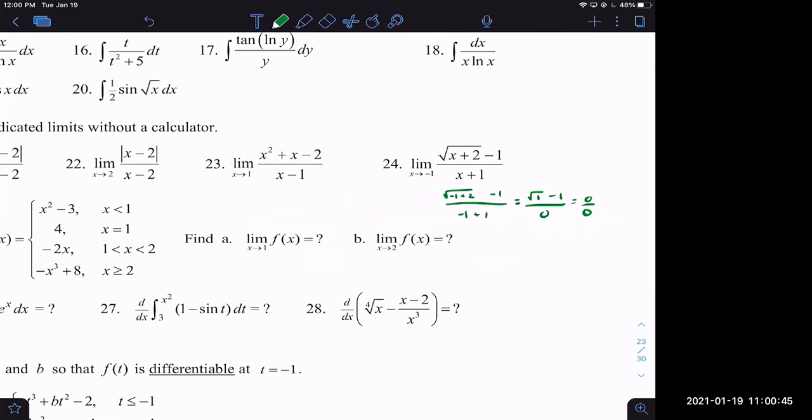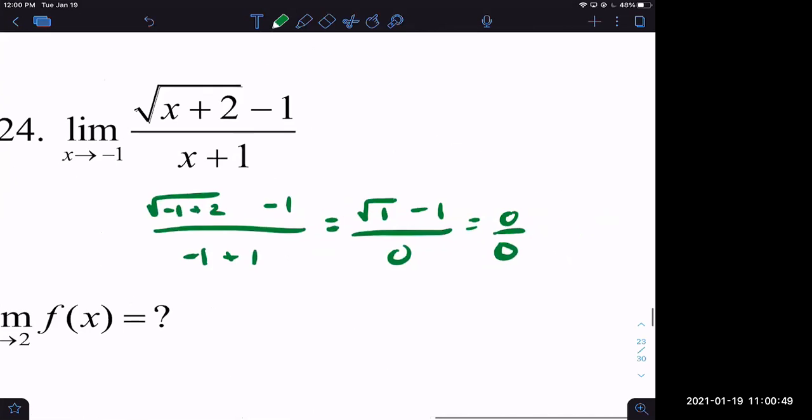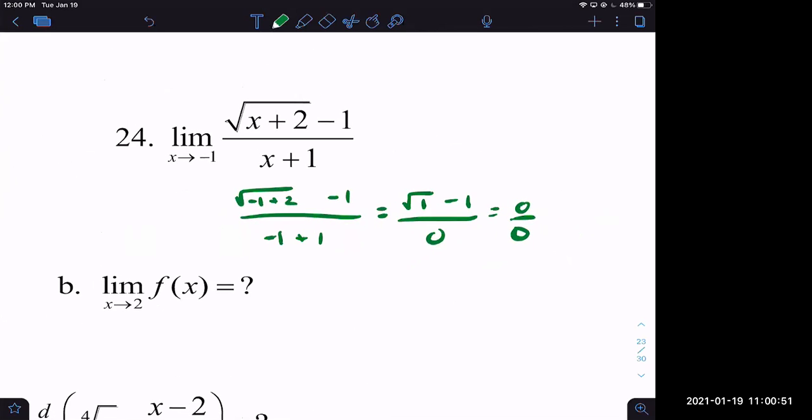Okay, well, this will be a good lead into what I'm going to teach you now. But you guys remember how we did 24 previously? If you end up with 0 on the bottom, how did we have to get rid of that square root on the top?